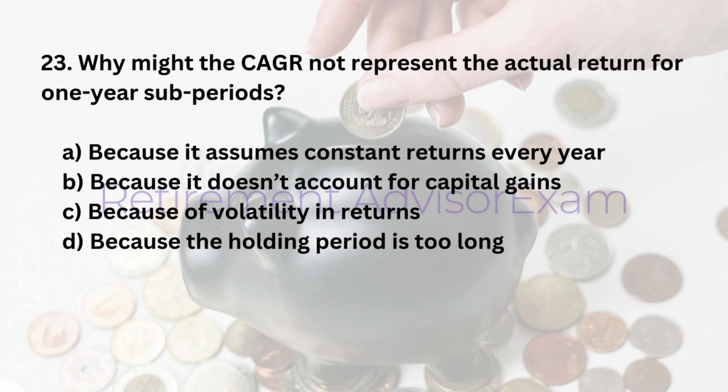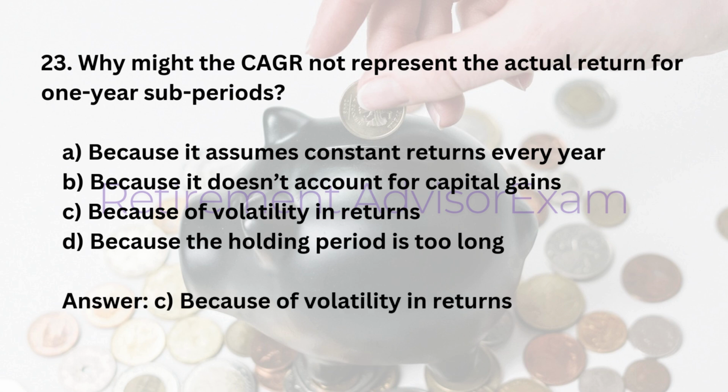23. Why might the CAGR not represent the actual return for 1-year subperiods? A. Because it assumes constant returns every year. B. Because it doesn't account for capital gains. C. Because of volatility in returns. D. Because the holding period is too long. Answer, C. Because of volatility in returns.